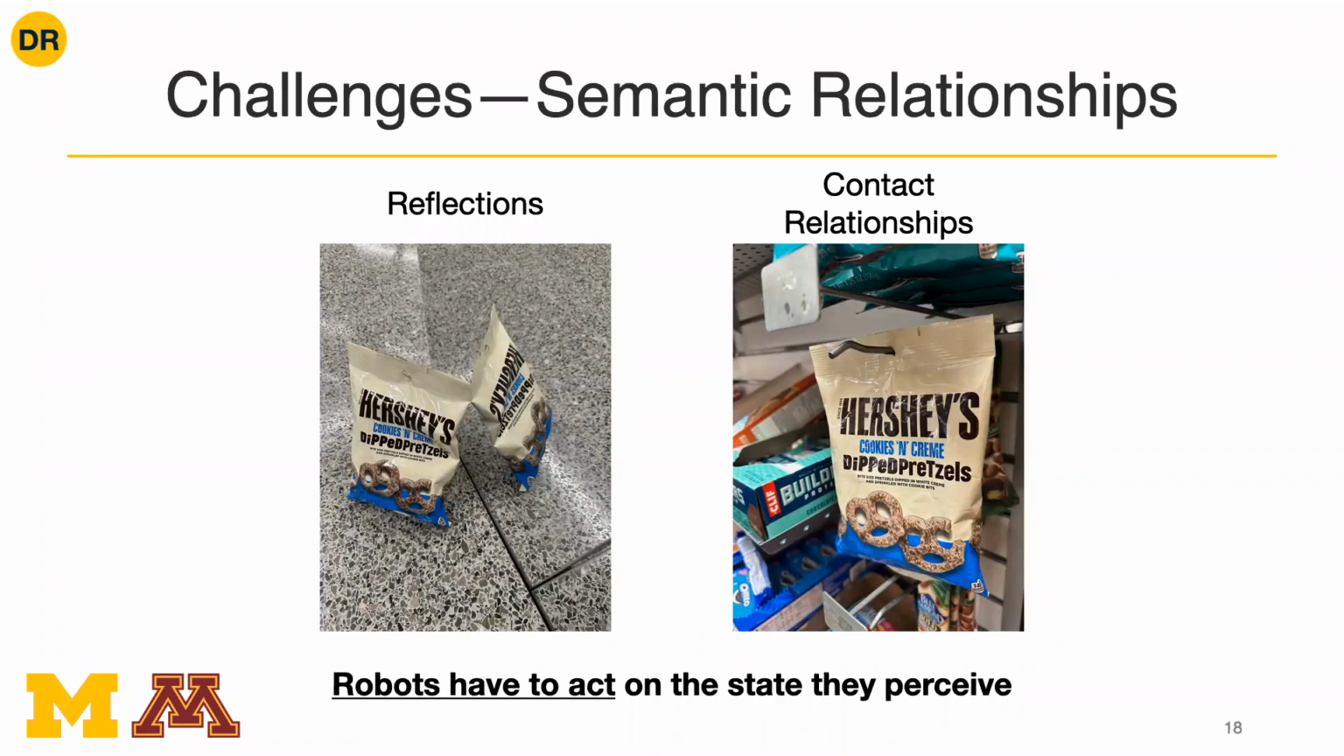On the right side, there is another scenario where the object is hooked into a hanger, and we need to know that that is the case, so that the robot can actually go and remove it from that hanger. So these are some of the things that we should consider when developing robot perception algorithms.